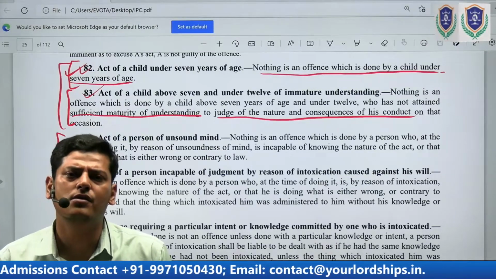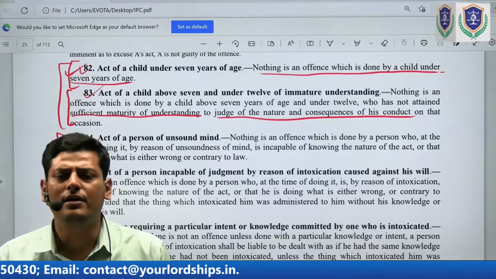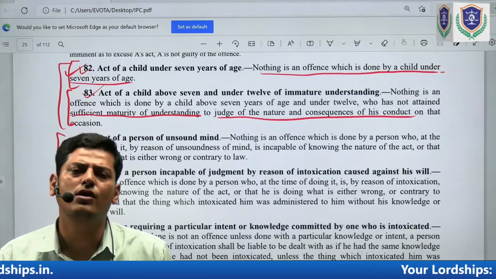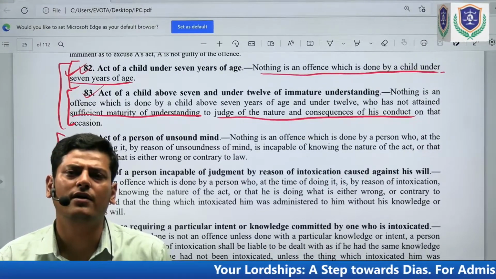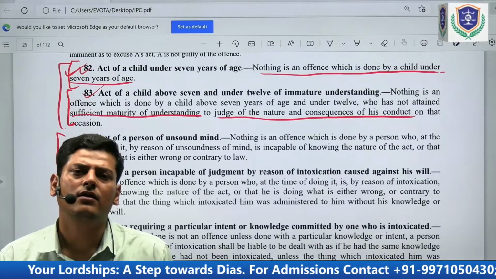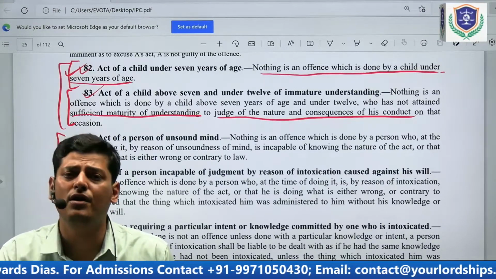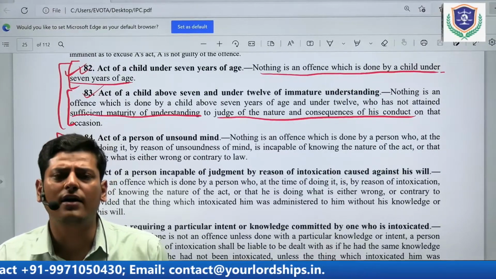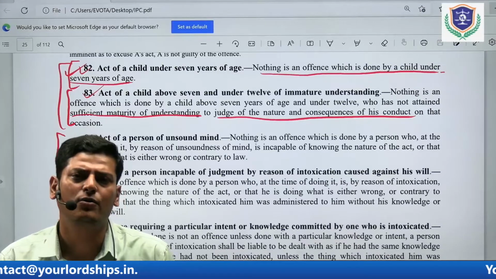However, there might be cases that even beyond 7 years and below 12 years, there might be a child who is unable to know the nature and consequence of his act, who is unable to judge the nature and consequence of his act. He does not have sufficient maturity of understanding. Then the defense is available. Okay. So that is why it is said in section 82 you just have to prove the age, but in section 83 the facts and circumstances will be seen to ascertain whether the person was knowing the nature and consequences of his act, whether he was understanding, whether he had a sufficient degree of understanding. So that is why it is qualified immunity.